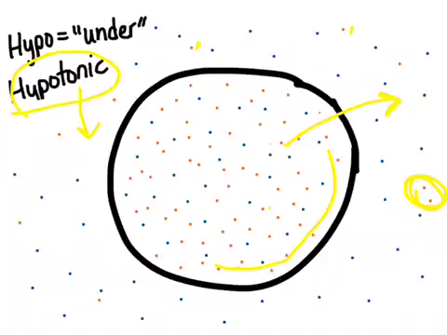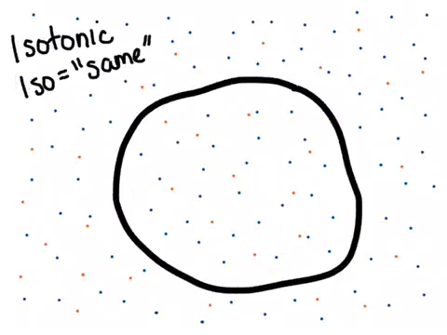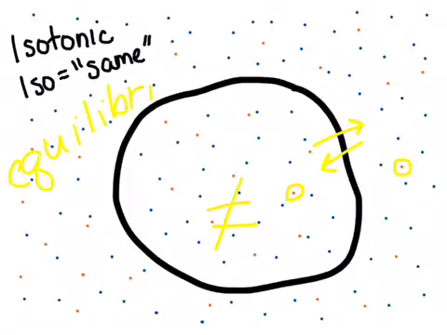And finally, isotonic solutions. Isotonic, or iso, means the same. So we have the same amount of solutes on the outside as compared to the inside. Therefore, there might be a little bit of movement out and a little bit of movement in, but overall, there's going to be no net movement. There's not going to be anything. This is in a state of equilibrium, that word from earlier in this presentation.